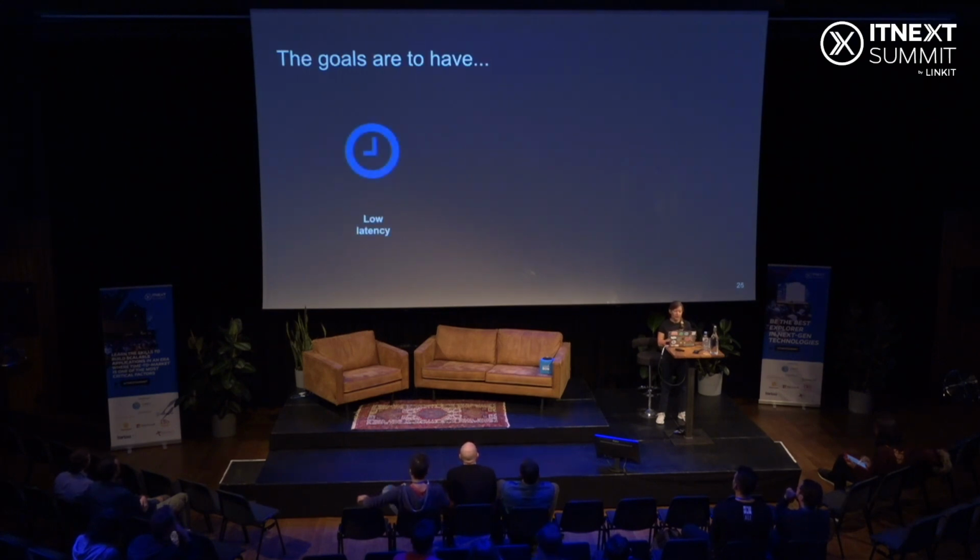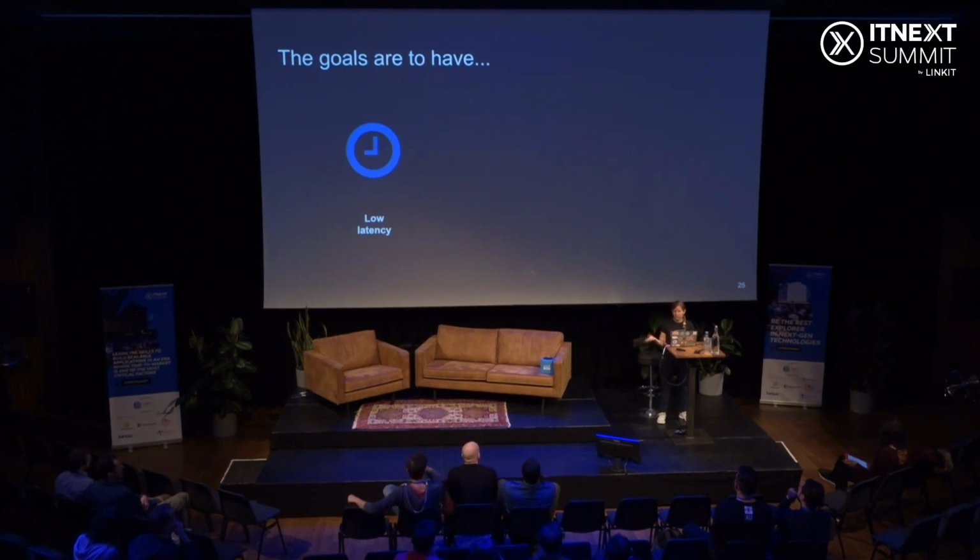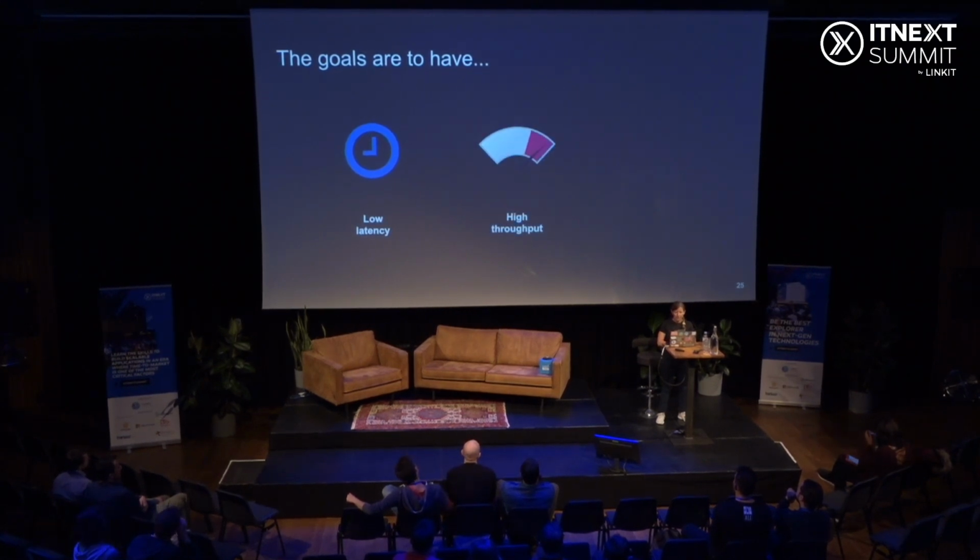Then what we want to have. So the goal is to have low latency. So when we make a query, we don't want to wait for the data to come back. We want to have instant feedback. Then we want to have high throughput. As I mentioned, when we have nested resources, there can be a lot of nested data that we want to return, and it has to be fast. And it should be light on resources. It shouldn't use a lot of CPU and memory.